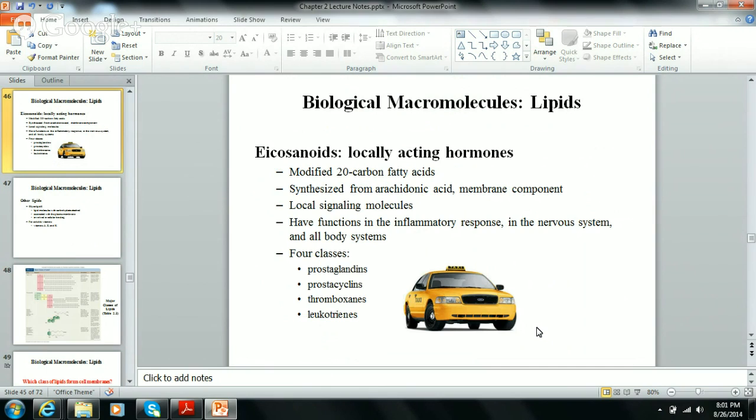The second type of chemical messenger that falls in with the lipids are eicosanoids. And eicosanoids are just like hormones, except they act locally. That's why I have that taxi down at the bottom of the picture. When you take a taxi in your city, usually when you go to take a taxi, well, if you're out in Mississippi, you can get a taxi to take you from one town to another town.